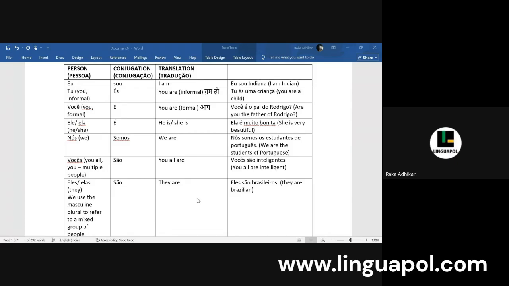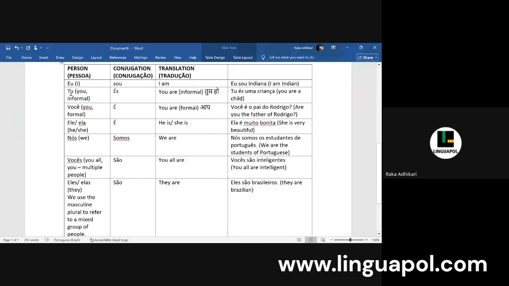पहला सब्जेक्ट जो हमने लिया है वो है फर्स्ट पर्सन सिंगुलर. The first subject is first person singular, that is I or eu. Eu means I. So with eu, the conjugation of the ser verb is sou. So we can say eu sou indiana. I am Indian. Eu sou indiana.